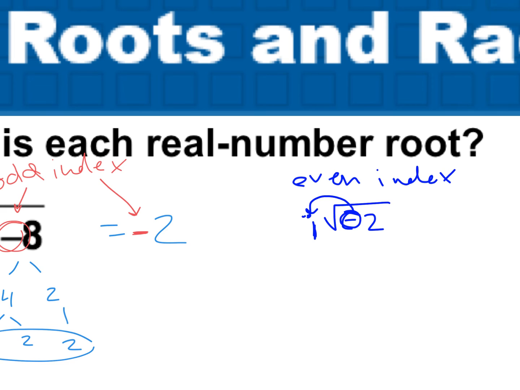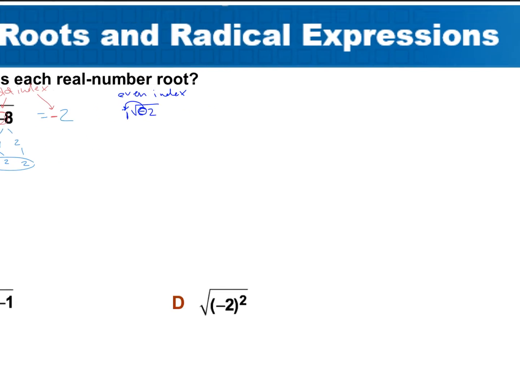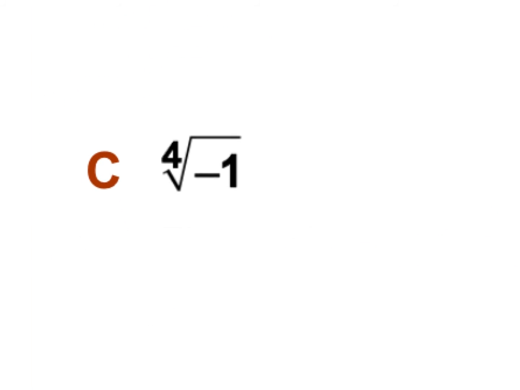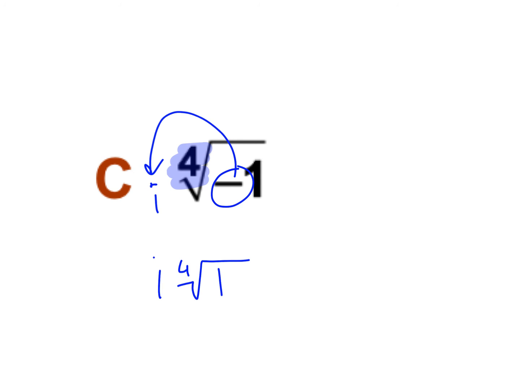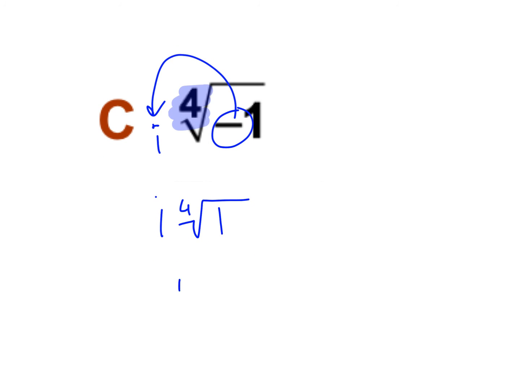All right. Let's look at C. So here, is our index even or odd? It's even. 4 is an even number. So what do we do with that negative? Take it to the outside and put it into an i. What's the fourth root of 1? Because now you have i times the fourth root of 1. 1. So this would just be 1 times i, which is just i.